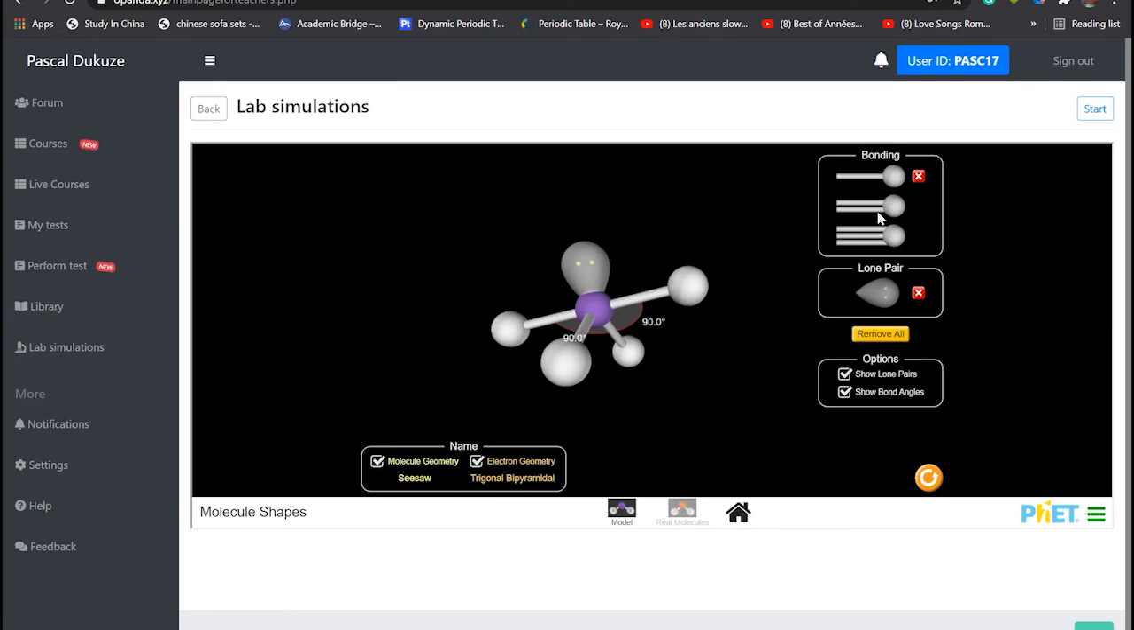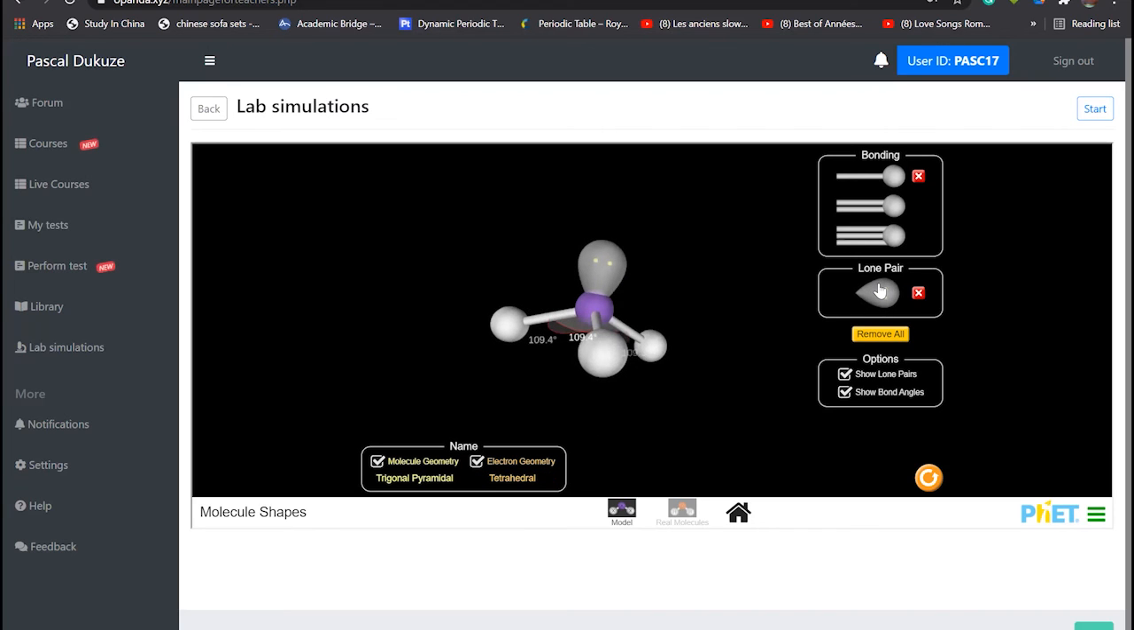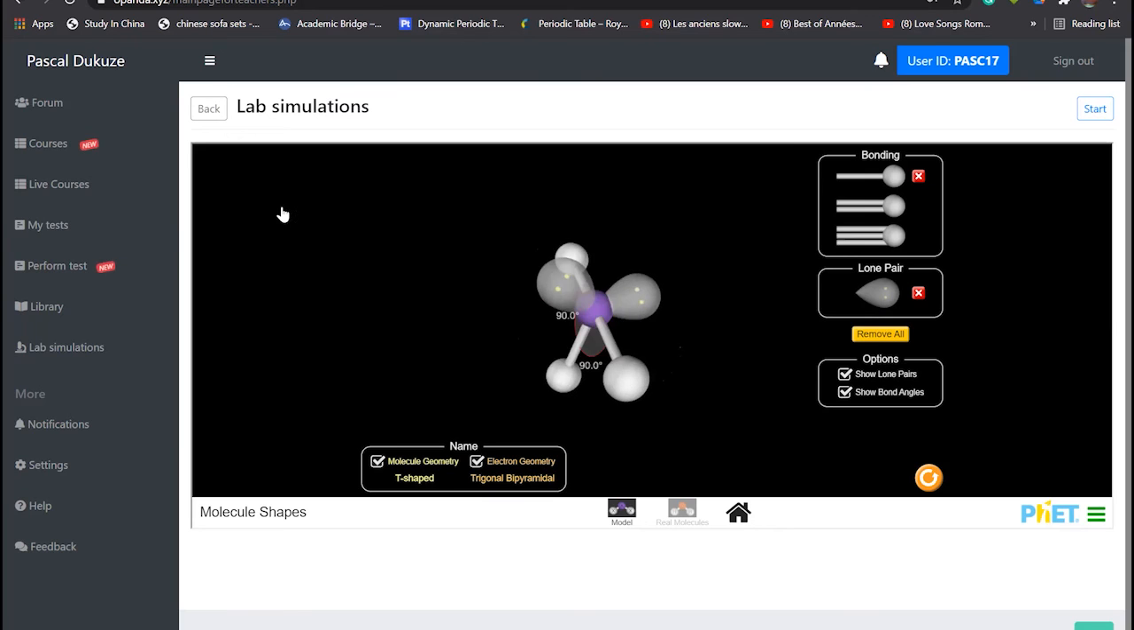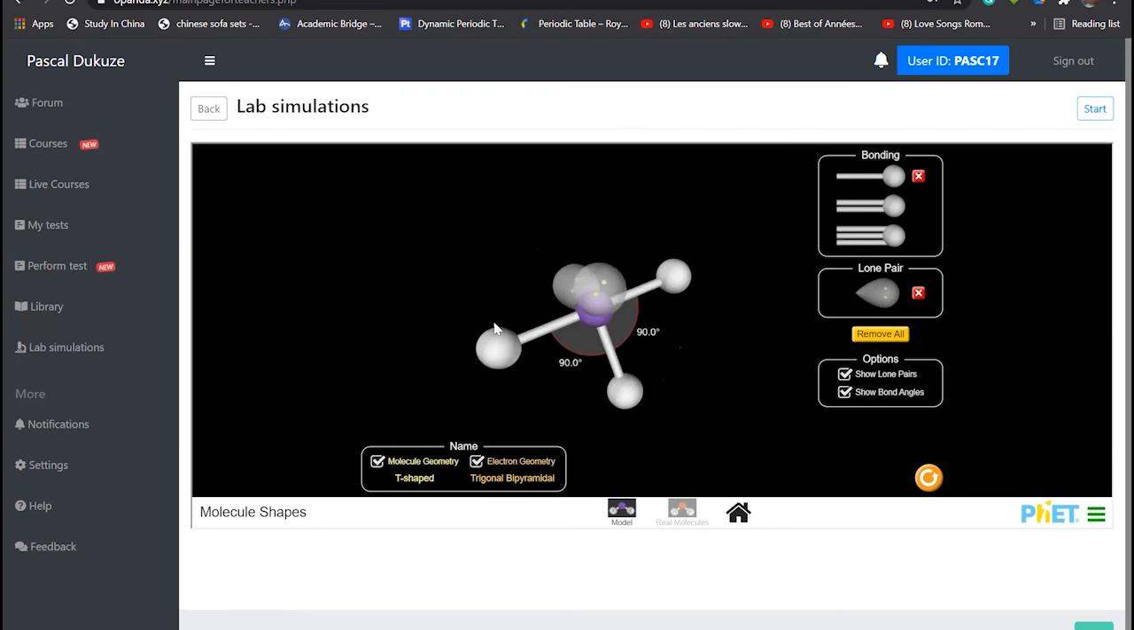You can remove another bonding pair and replace it with a lone pair. What we get is this. And see, it looks like a T. Okay, it looks like a T. You can also see how the angles are changing. So we have a T shape, but still the arrangement of electron domains is trigonal bipyramidal.